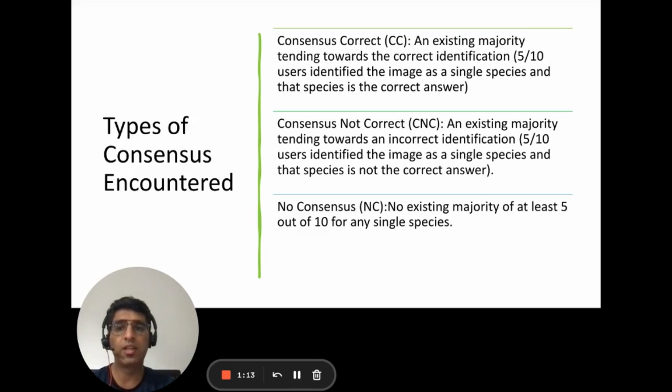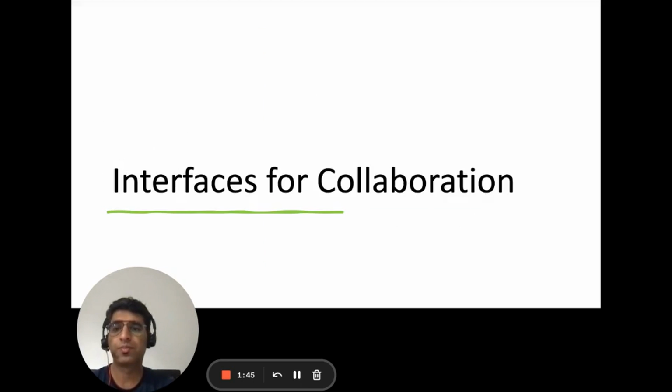Additionally, we identified three situations where crowdsourcing did not provide a consensus. Firstly, if there was an existing majority towards the correct ID, that is 5 out of 10 users identified the image as a single species and that species was the correct answer, we labeled these as consensus correct. If there was an existing majority towards an incorrect ID, we labeled these as consensus not correct. If there was no majority, we labeled these images as no consensus images.